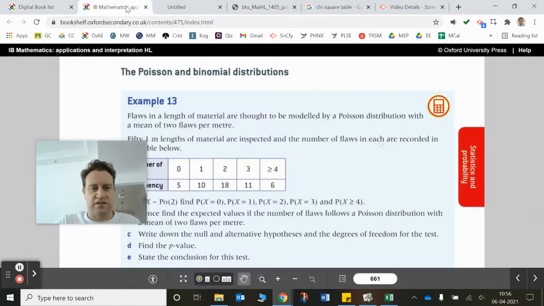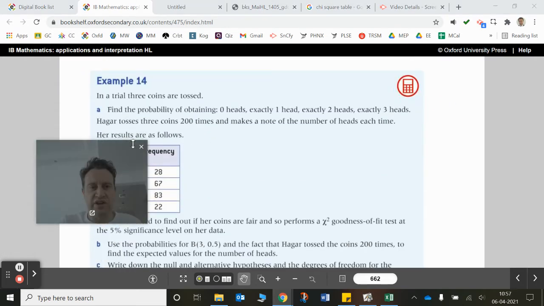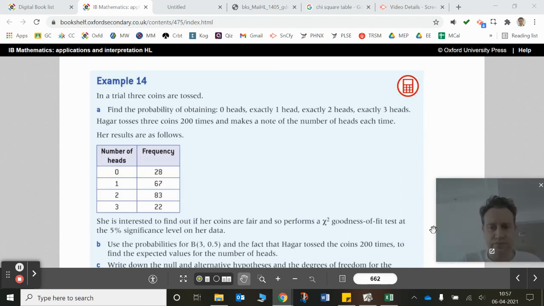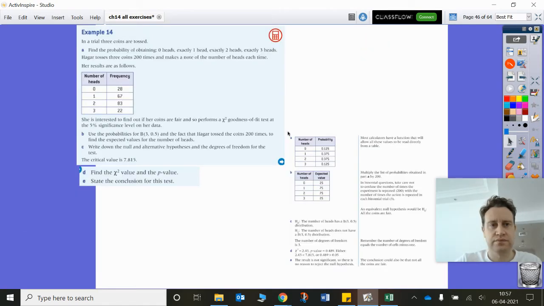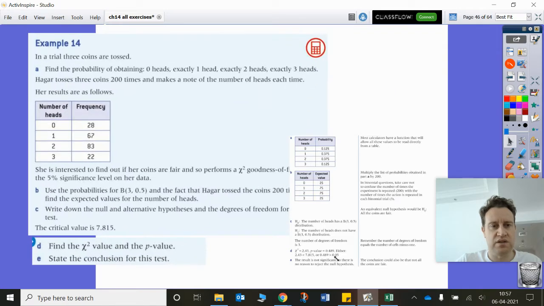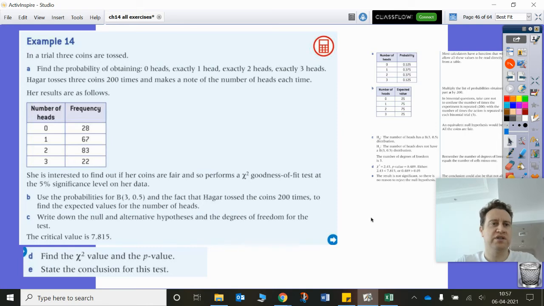Okay, right. So let's look at the next one then. So the next one is a binomial version of this question as well. So I've got this one here too. So let's look at what they're saying here. So they've got, in a trial of 3 coins, 3 coins are tossed.